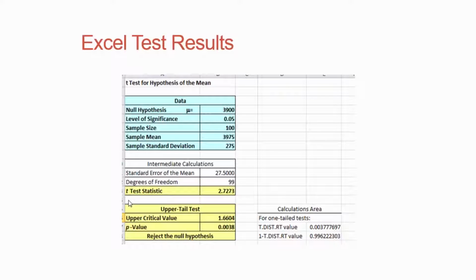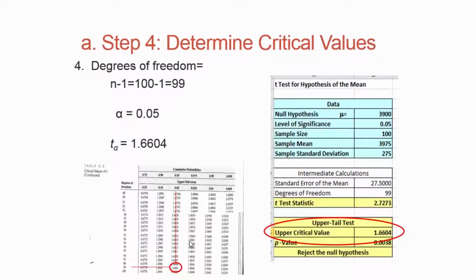Here's our Excel test results. If we do a t-test for the mean for one population, this is what the result looks like. So we have null hypothesis mu we think is 3,900. Our level of significance is 0.05. Sample size is 100. Sample mean is 3,975, and sample standard deviation is 275. If we use this t-test for the hypothesis of the mean, it will provide us with the numbers that we need at the bottom here, and it also tells us, if you look all the way at the bottom, this is with PHStat, if you want to use that, reject the null is what it says.